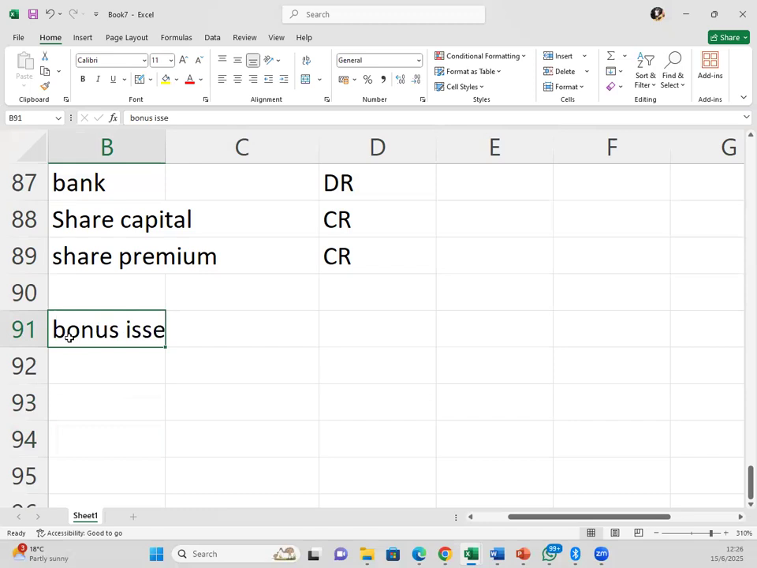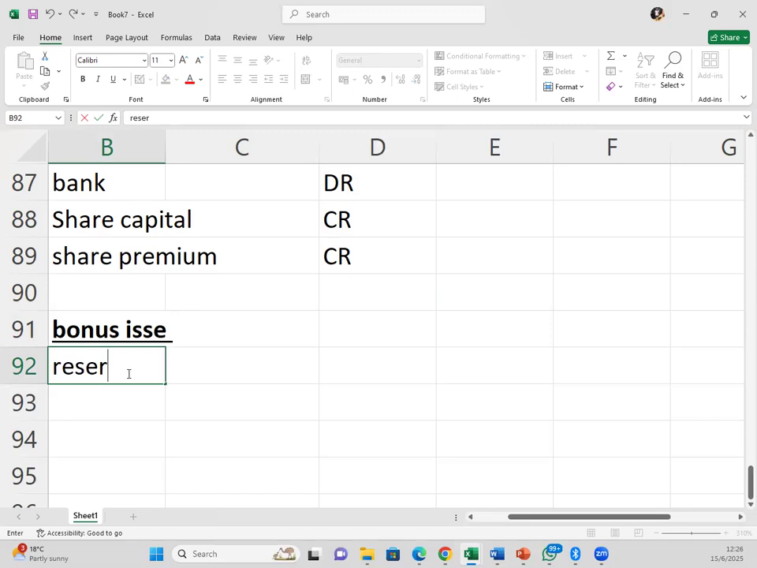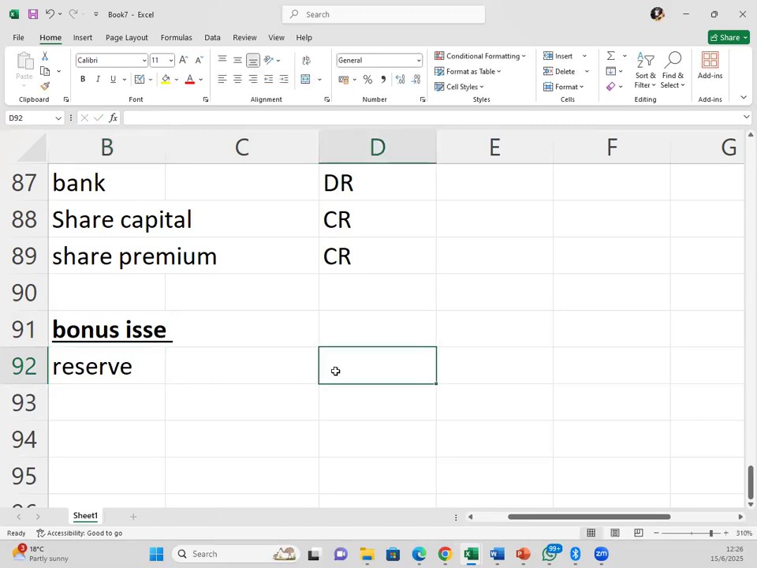If now it's a bonus issue, it doesn't bring money into the business. So if it is a bonus issue, what are we going to debit? You don't debit the bank, but you debit a reserve. So a bonus issue, what we debit is a reserve.